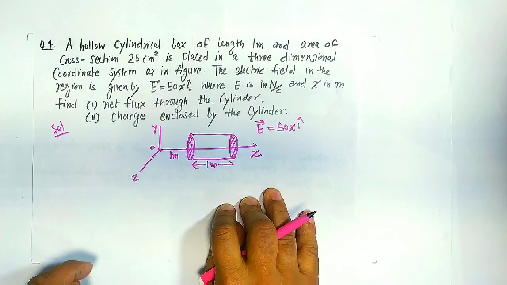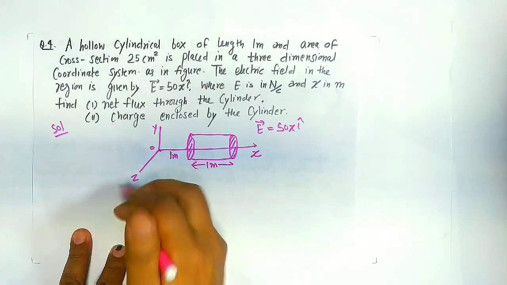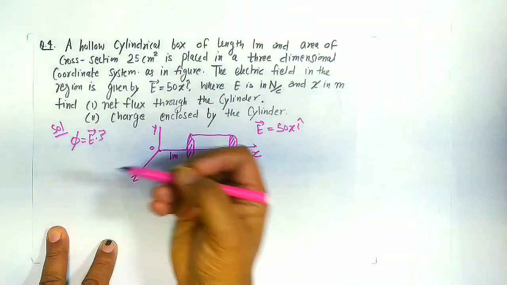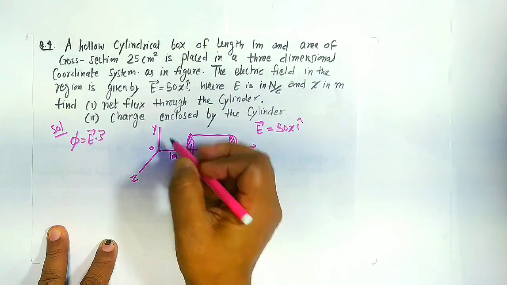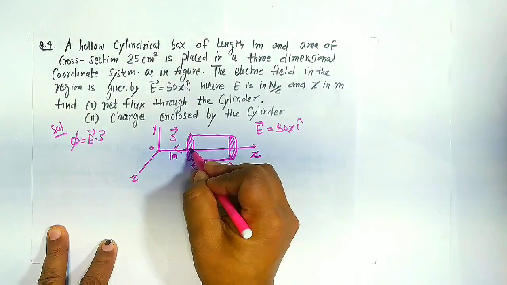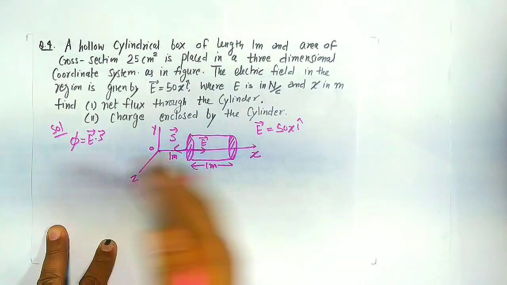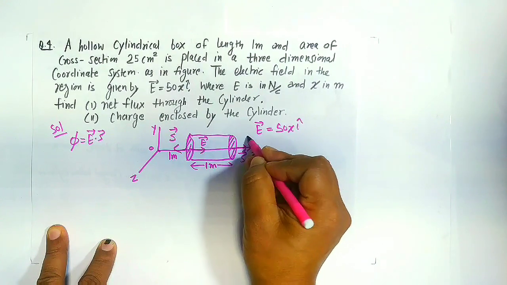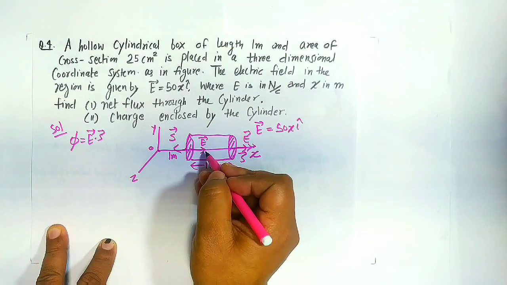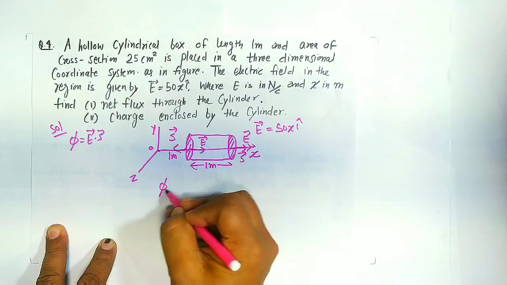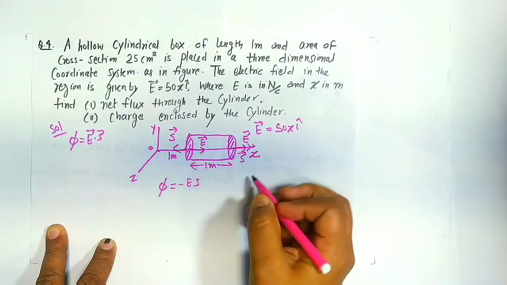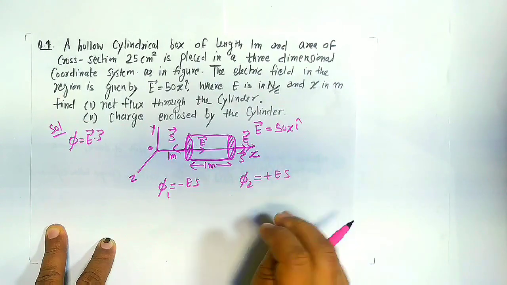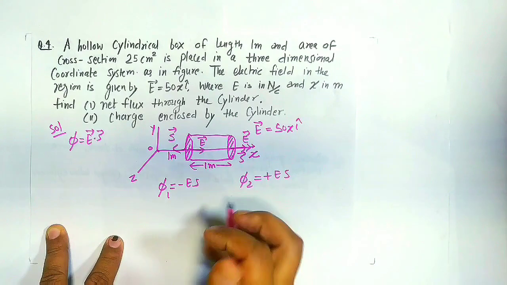So we'll find out the net flux. Very simple, we can know the net flux. We know that flux is E dot S. So we can calculate. Now the area vector will be on this side, but the electric field is on this side. Area vector is this side and electric field is also along this side. So flux from this cross-sectional area will be −ES because both are opposite, and flux from this cross-sectional area will be +ES. So we are going to calculate it.